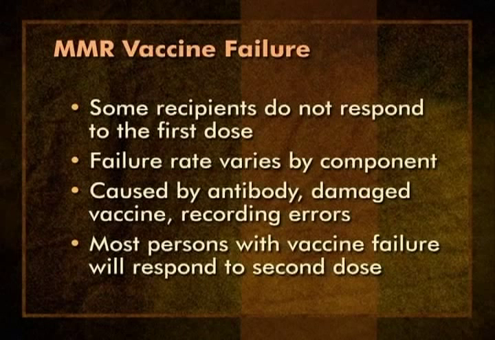The good news is that vaccine failure is not permanent, and most persons with vaccine failure of the first dose will respond to a second dose. More than 99% of persons with 2 doses of MMR after the first birthday will be immune to measles and rubella, and 90% immune to mumps. This is important because these diseases, particularly measles, are highly contagious. To prevent outbreaks, nearly 100% of the population must be immune. Achieving this high population immunity requires two doses of vaccine, not just one.